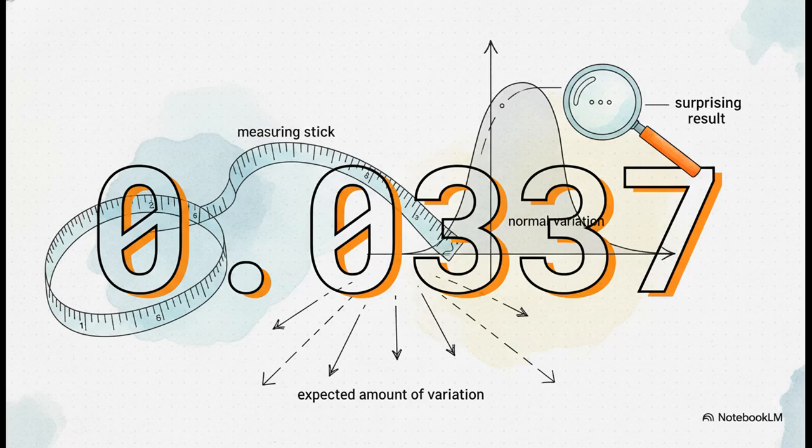This number, about 0.034, is super important. It tells us how much variation we should expect to see from sample to sample just due to random chance if the real number was actually 35%. It's basically our measuring stick for what's normal, random noise, versus what's a genuinely surprising result.